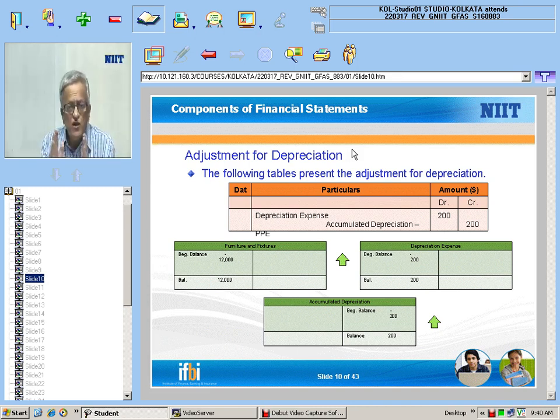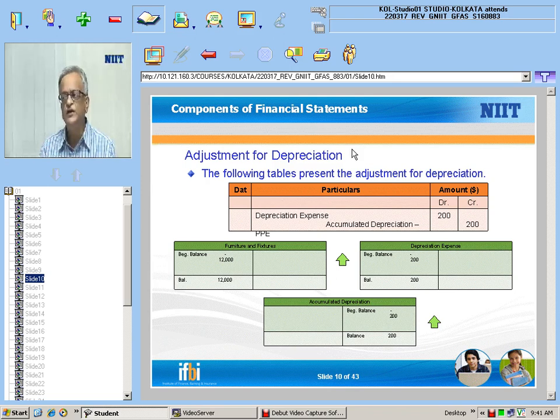This is just below the property, plant and equipment. In the asset side, just below property, plant and equipment, there is one more asset account called accumulated depreciation. This type of accumulated depreciation account is in credit balance, and it is called contra asset account. Why contra asset account? Because all asset accounts are in debit balance, but this accumulated depreciation is in credit balance. So that is the reason why it is called contra asset account.